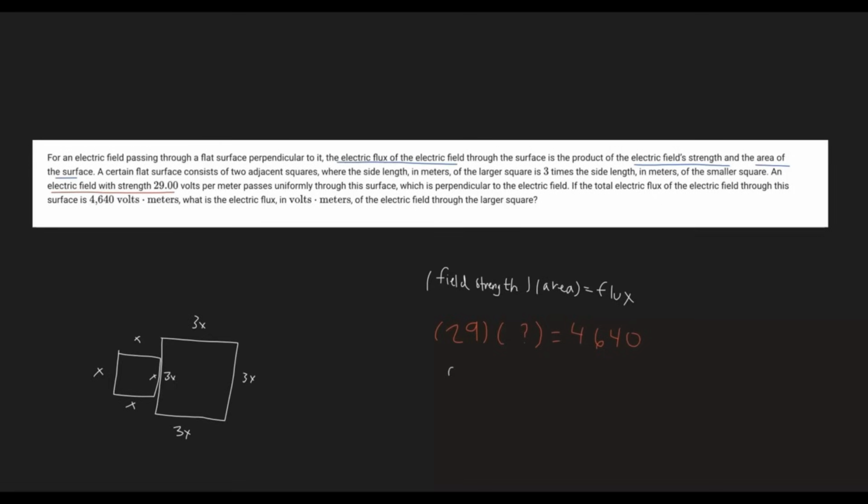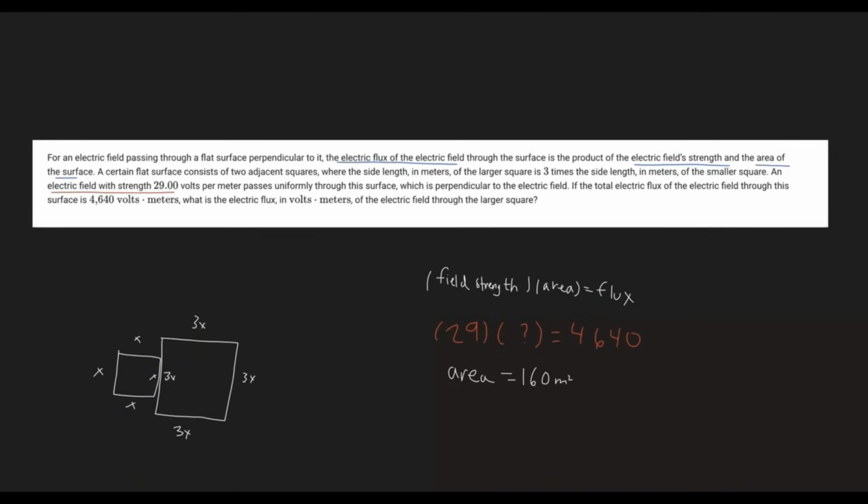So here we can just have area, and this will be 4,640 divided by 29. So the area would be 160 meters squared, all right? So there we have it. We have the total area of the adjacent squares, but we want to find just the area of the large square because if we do that, we can multiply that by the field strength in order to get the flux that it's affected by. So here's what it's going to look like.